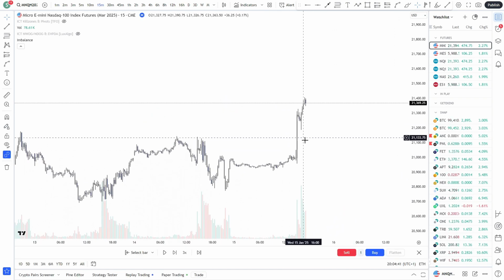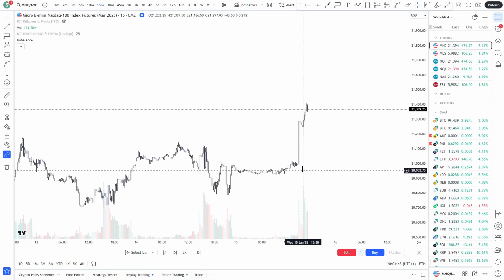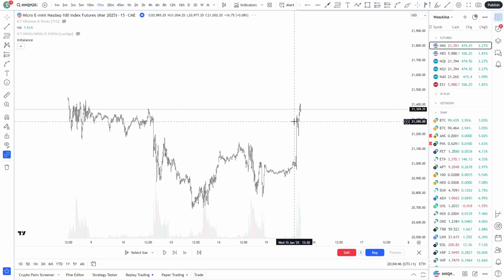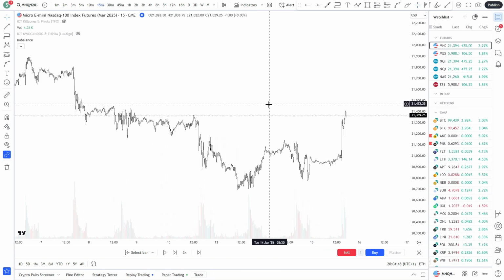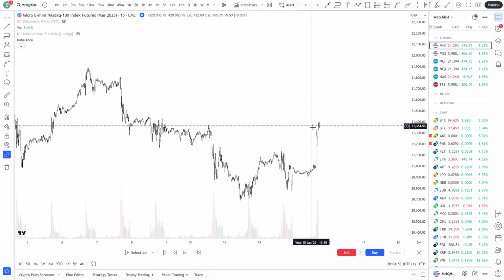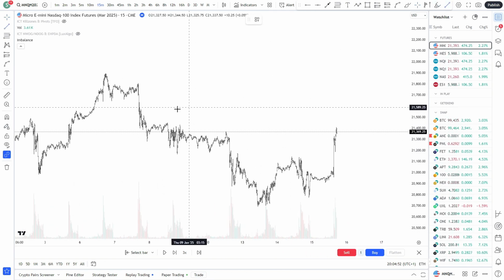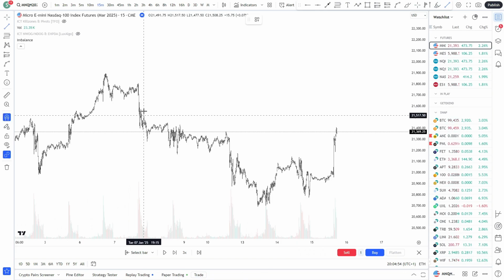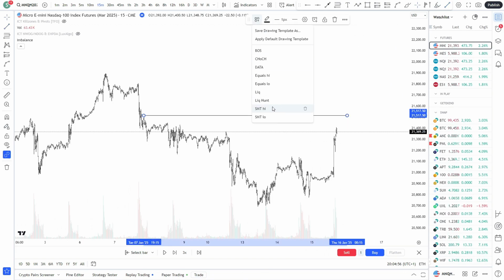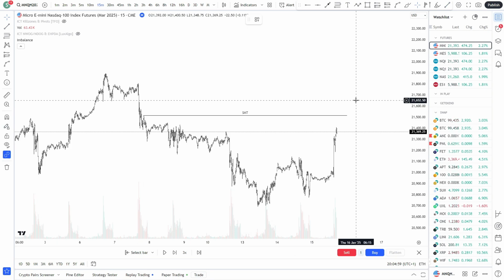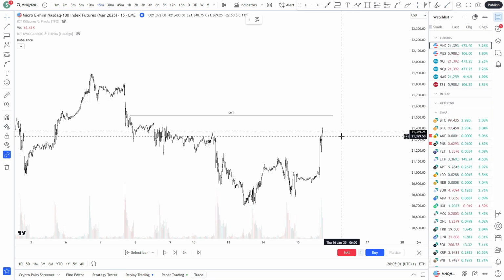We just had the 10:30 CPI news which caused a big move to the upside. And with that move, the S&P 500 was way ahead of the Nasdaq chart. So we had a big SMT on these highs all the way over here. That can signal us to more bearish price action. So let's see if that happens.